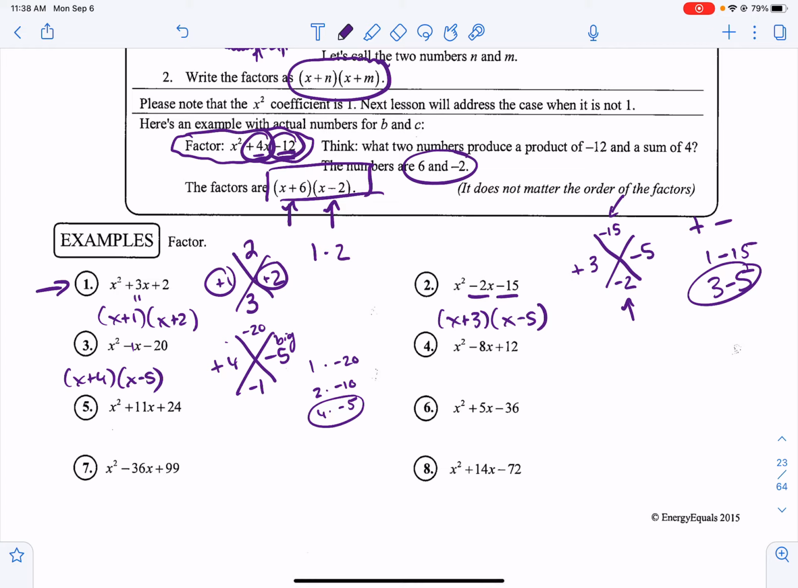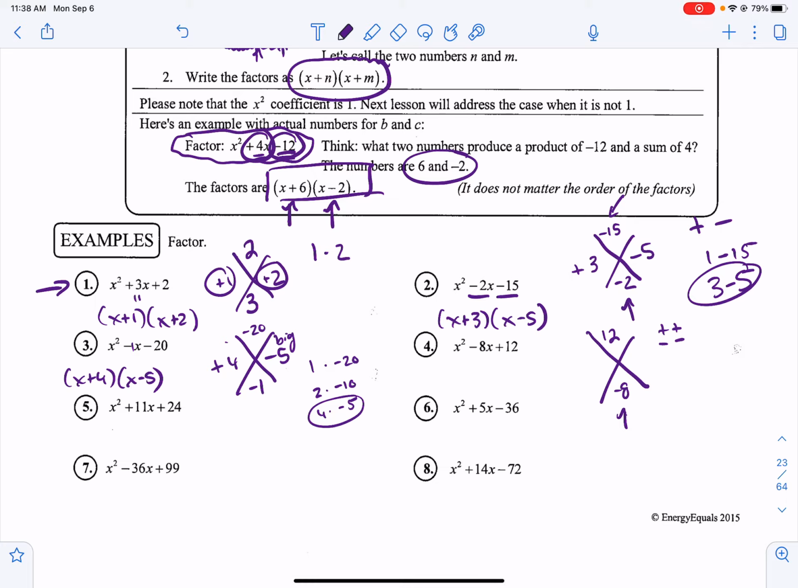Number 4, x squared minus 8x plus 12. So I'm going to draw my big X. 12 goes on top. Negative 8 goes on the bottom. Now, this is new because they multiply to be a positive. So they can both be positive numbers, but they could also both be negative numbers because a negative times a negative is a positive. And this bottom, again, it tells me which is which.